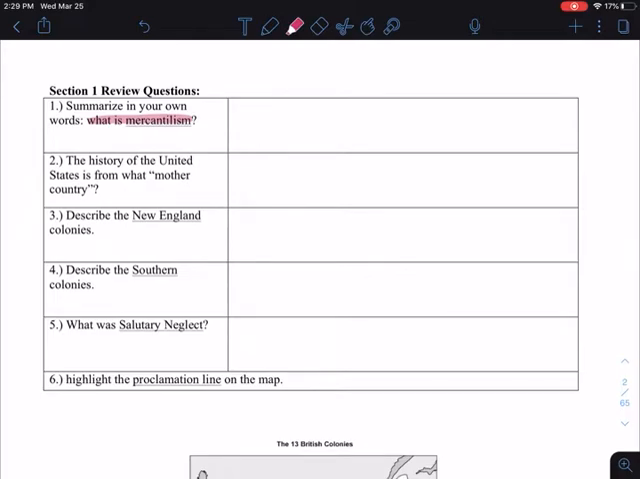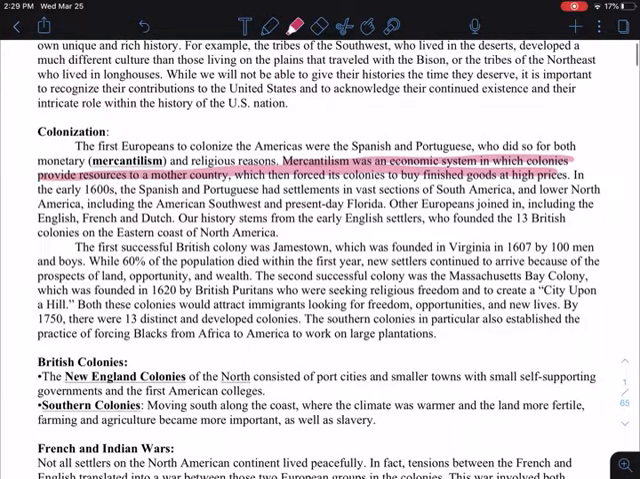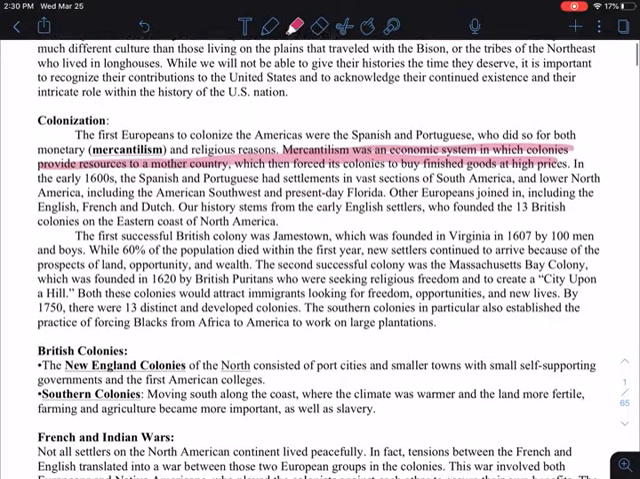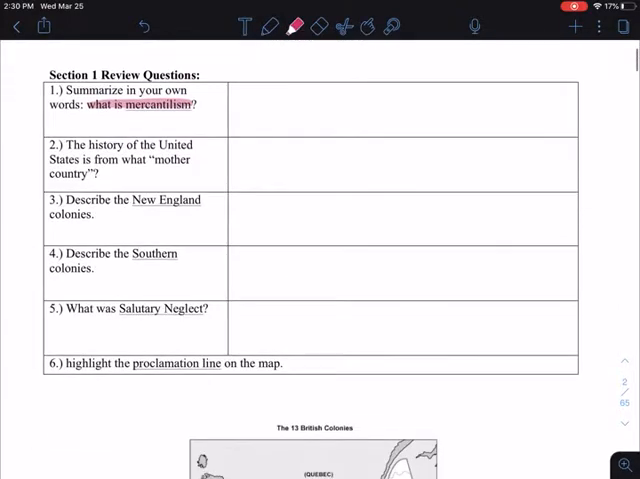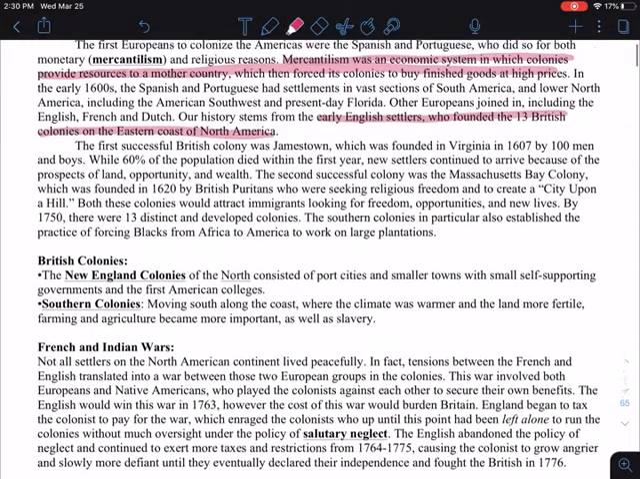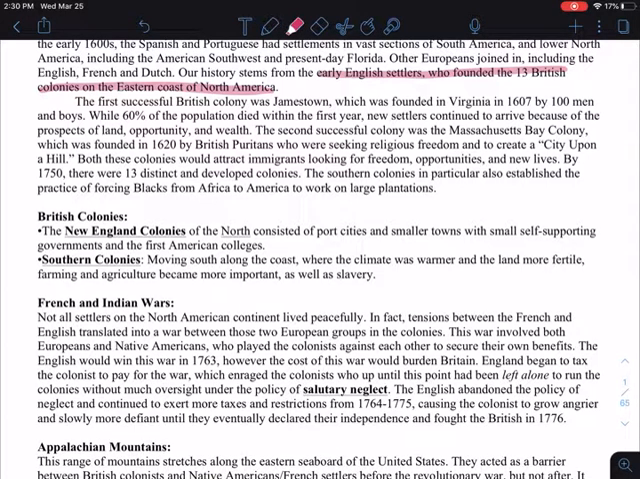The history of the United States is from what mother country? So our mother country is, where did we find it in here? English settlers, the British colonies on the eastern coast of North America. Describe the New England colonies. Okie dokie, here we go, right here. New England colonies of the north, port cities, smaller towns with self-supporting governments, and the first American colleges.